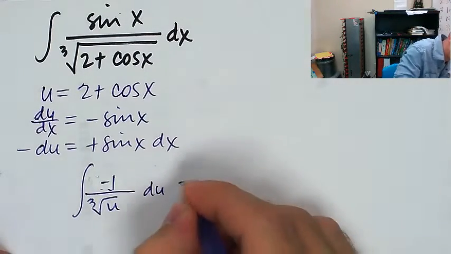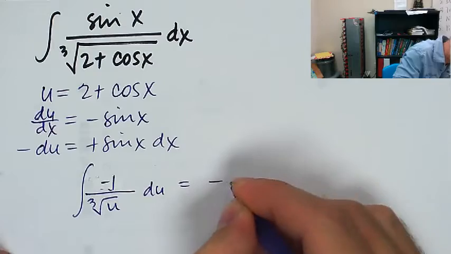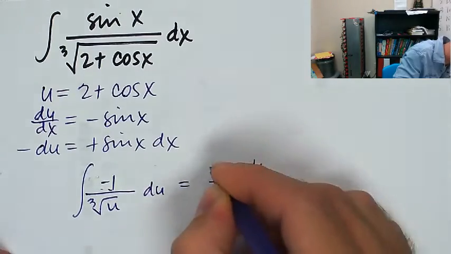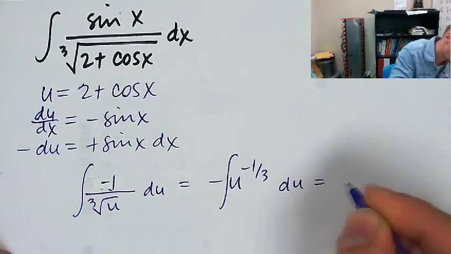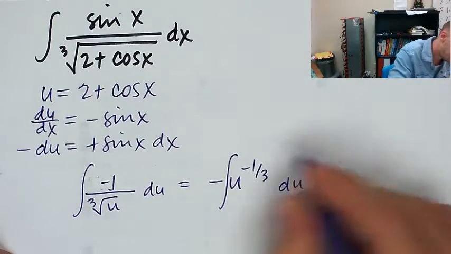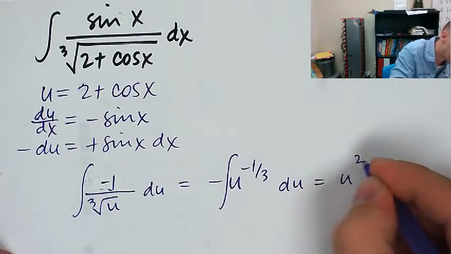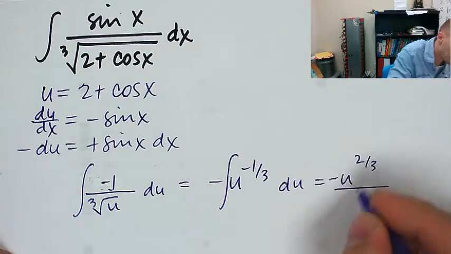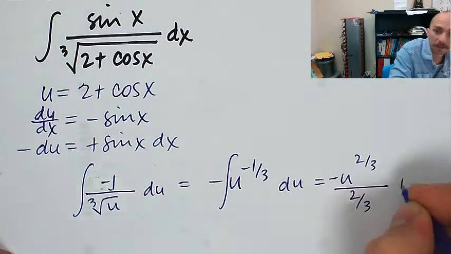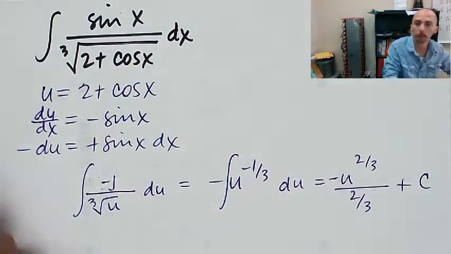And then this is going to be equal to negative u to the -1/3 power. But maybe I'll factor out the negative outside the integral with respect to u. So I'm going to add 1 to the power: -1/3 plus 3/3 is positive 2/3. And then I'm going to divide by the new power. And I'm going to add c, right? Because this is an antiderivative problem.